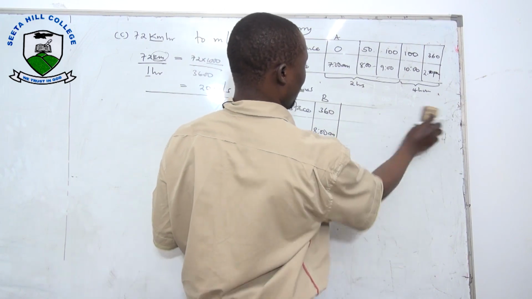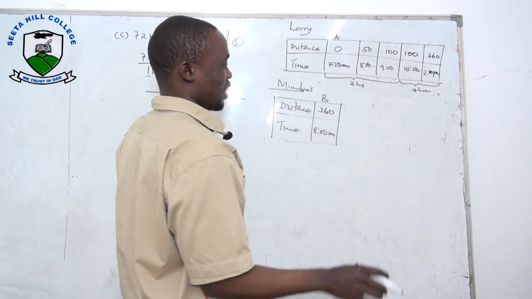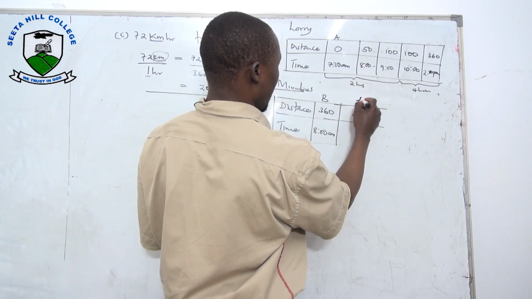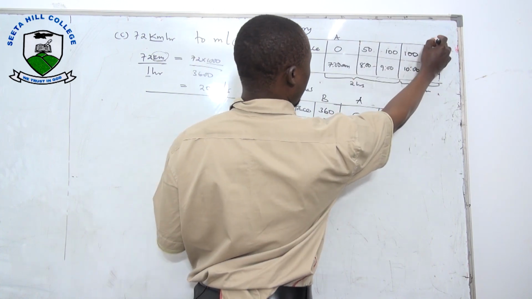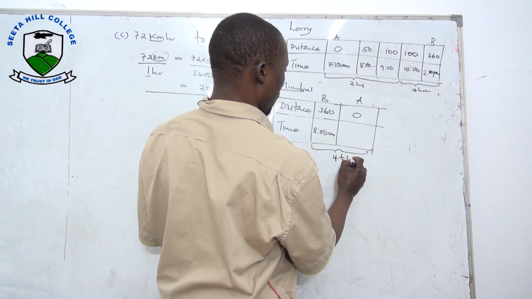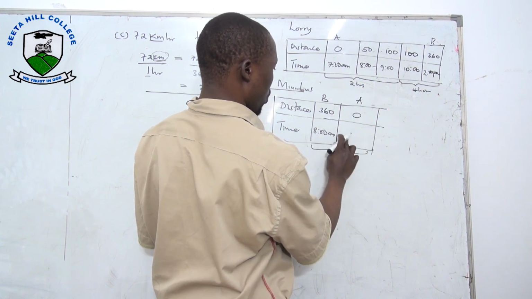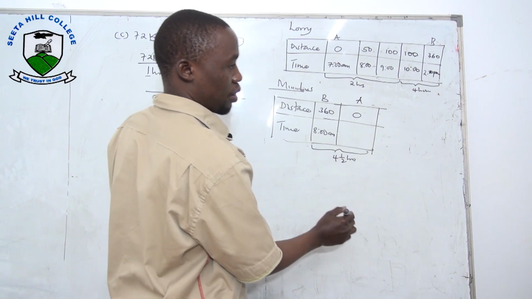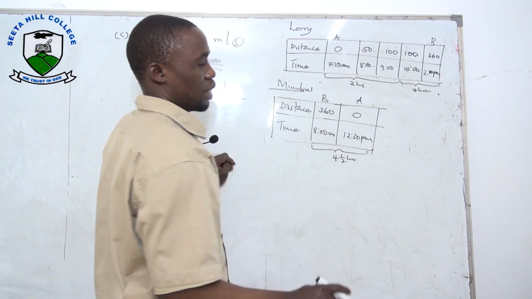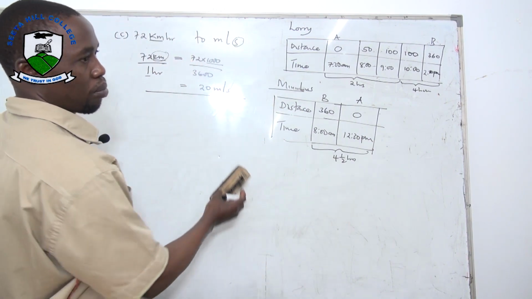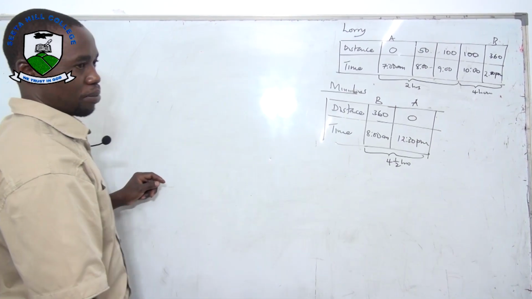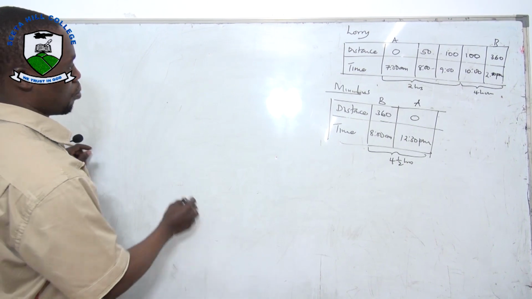And moved non-stop for 4.5 hours. That means it reached A now, because A is the starting, this is B. Now this time is how long? 4.5. What time will he reach? 12:30 p.m. Yes, now we can draw. I hope it's fair work. Is it hard? No.